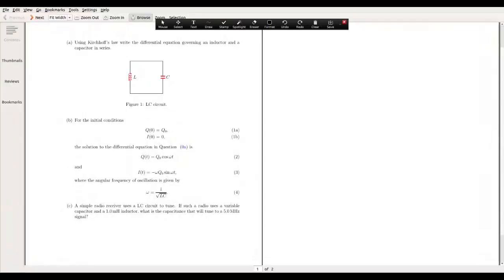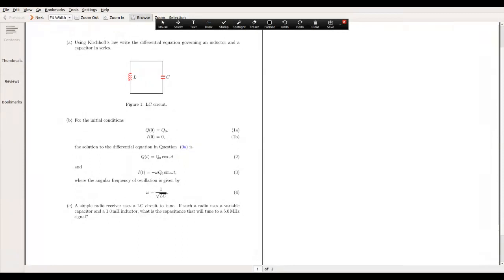This problem discusses an LC circuit, which consists of basically a capacitor and an inductor connected in series. There is no battery in this circuit, so power is in principle lost in both the inductor and the capacitor. But we will see that this oscillates between the two.